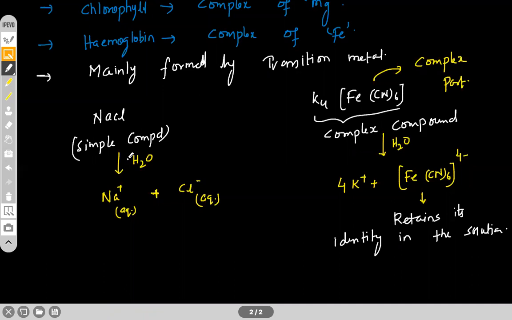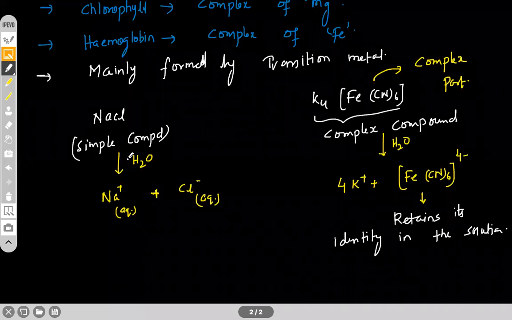We'll discuss all these things in detail, and like I said, if you want to understand this chapter, you must have the understanding of chemical bonding properly, because here also you are going to have valence bond theory, overlapping of orbitals, hybridization, everything. And this is very, very important, as important as the isomerism in coordination compound. So one by one we'll discuss all this.